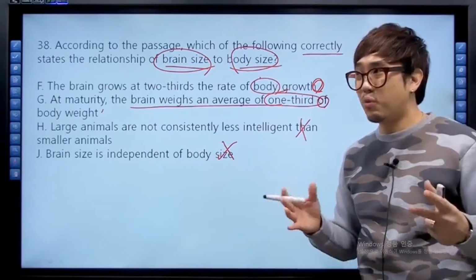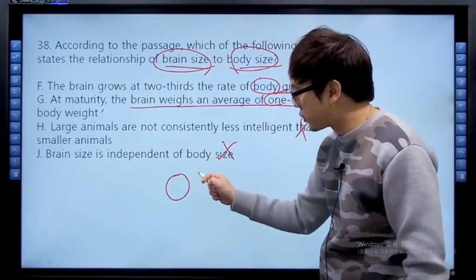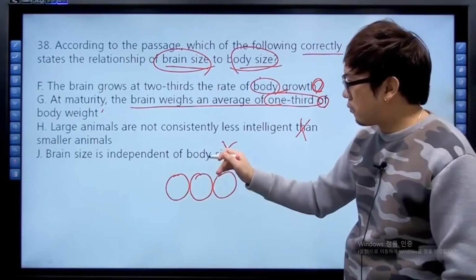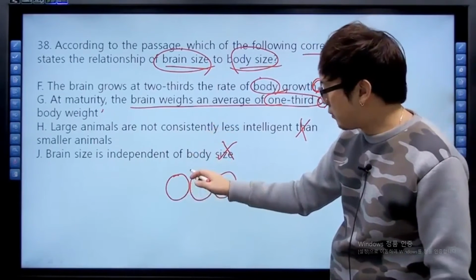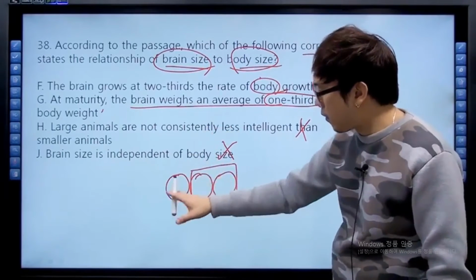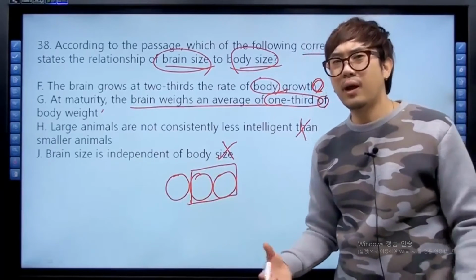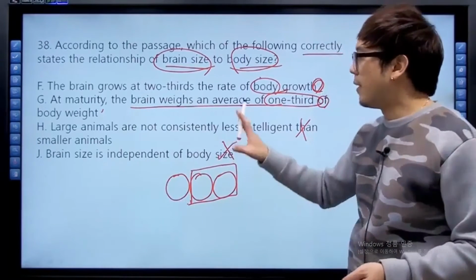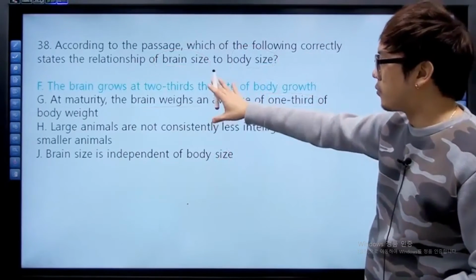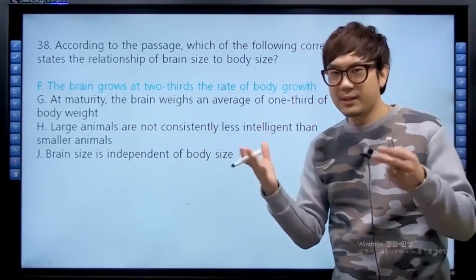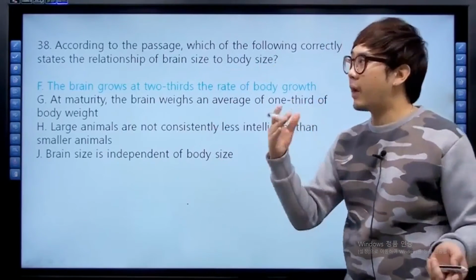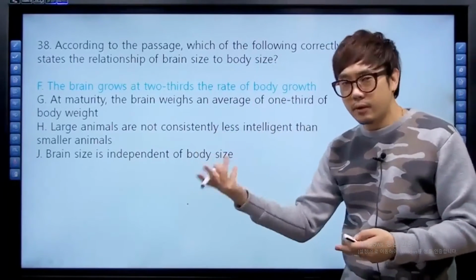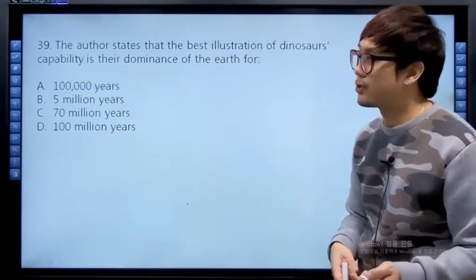That's not true. If it were 1/3, if drawn to scale, when it's fully grown the animal should have 2 parts body and 1 part head, and that's just too big. Even elephants don't have a head size as big as that. So that's not true. Your answer will have to be that brain grows at 2/3 the rate of the body growth, which is what we read when we were reading for number 37. Let's move on to the next question.